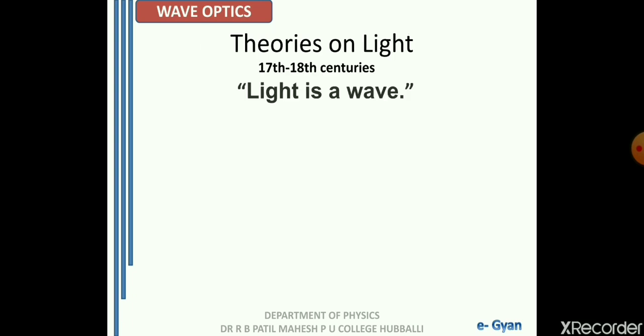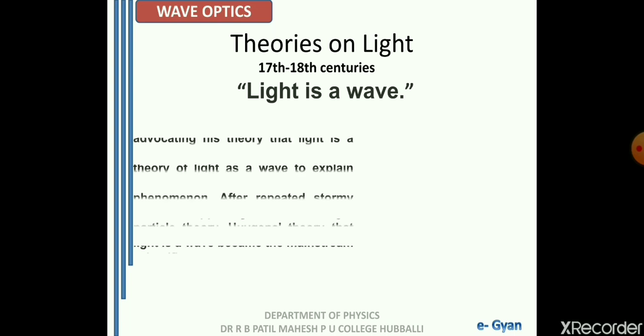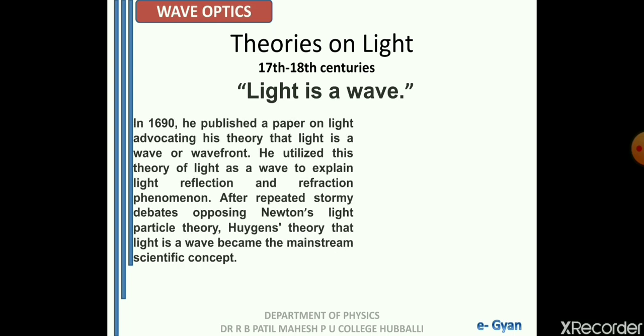At the same time, on the other hand, a parallel theory on light was given by Christian Huygens, who says that light is a wave. In 1690, he published a paper on light advocating his theory that light is a wave or a wavefront. He used phenomena like reflection and refraction to explain the theory. He had to debate a lot, and only after that his theory, called Huygens theory, became the mainstream scientific consensus.